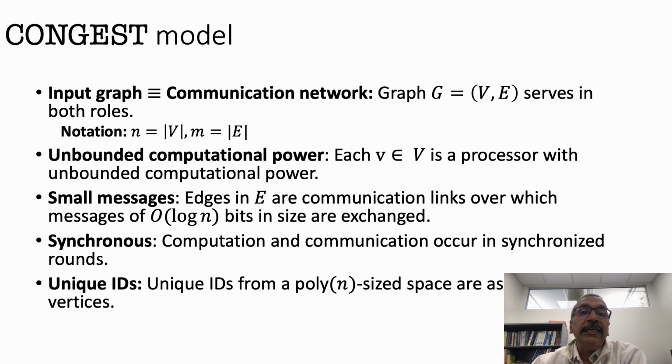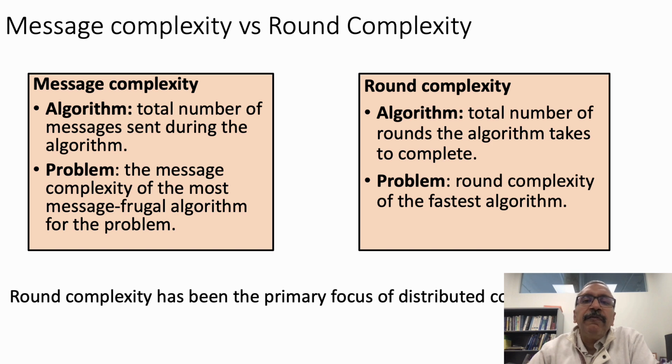Processors also have unique IDs that are drawn from a space that's polynomial in size. This means that IDs can be represented in order log n bits, and a constant number of IDs can be communicated in each message. Now let me define the notions of message complexity and round complexity more precisely. The message complexity of an algorithm in the CONGEST model is the total number of messages sent over the course of the algorithm. And the round complexity of an algorithm is simply the total number of clock ticks it takes for the algorithm to complete. And these notions, defined for algorithms, can be extended in a natural way to defining the message complexity and round complexity of problems themselves.